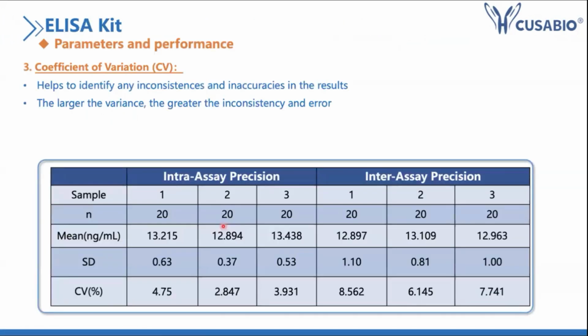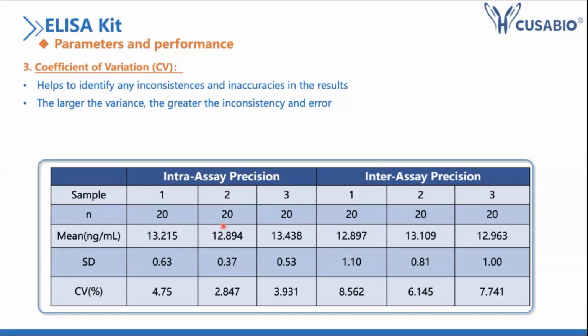The next parameter I want to introduce is the coefficient of variation. Let's simply call it CV because it's easy. CV is very helpful to identify inconsistencies and inaccuracy in the results. It represents the precision of the kit and how reproducible your data is within and between assays.